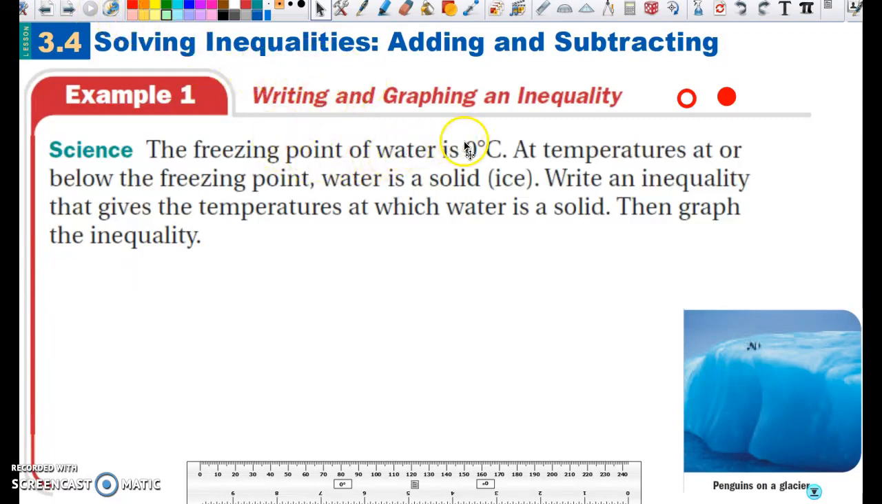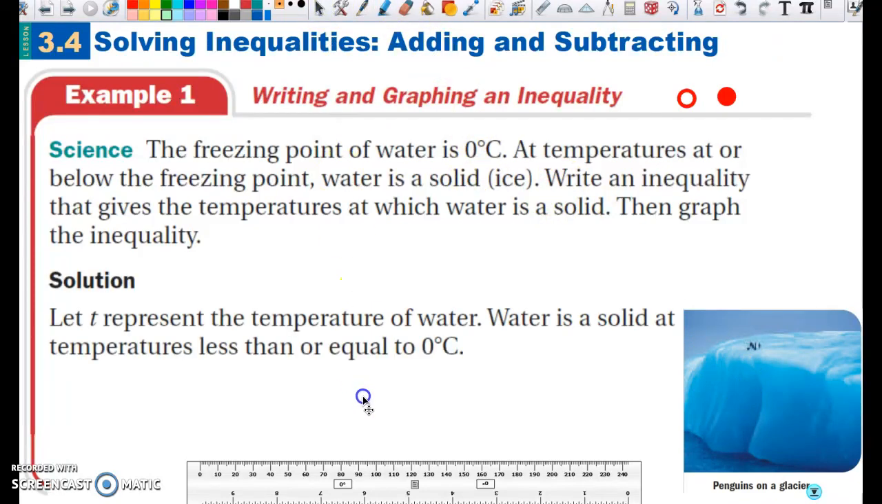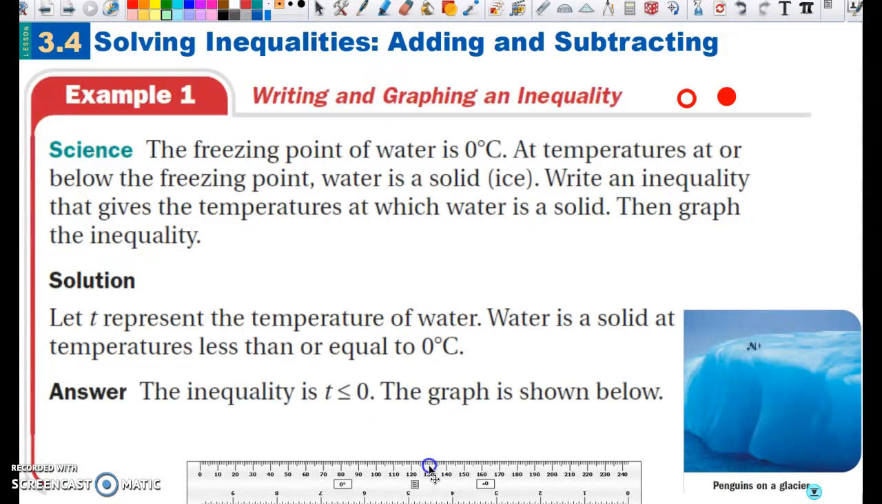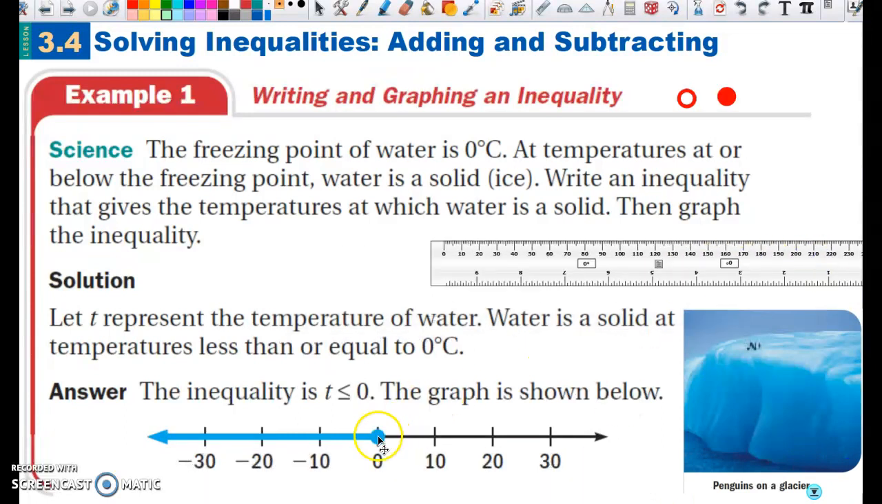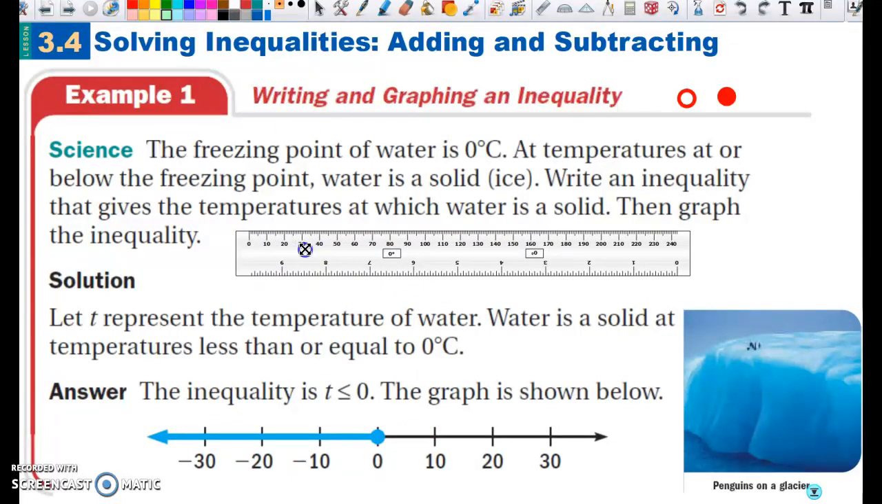The freezing point of water is 0 degrees Celsius. At temperatures at or below the freezing point, the water is solid. It's called ice. Write an inequality that gives the temperatures at which the water is solid. Well, of course, it has to be 0 or less. So T has to be less than or equal to 0. On a number line, I would draw 0 and draw all the numbers that are less than 0, including 0 itself. Again, I'm going to give you a moment to pause and copy that down.